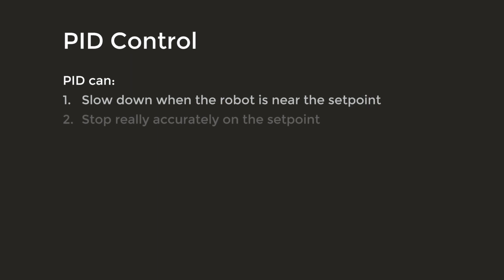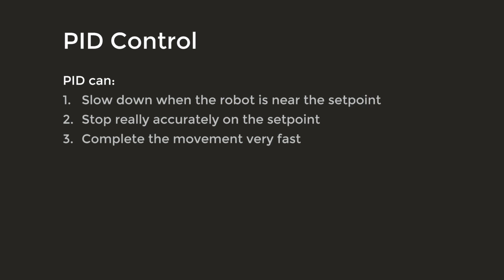Another popular algorithm, called PID, can account for slowing down when the robot is near the set point. PID can also stop really accurately on the set point, and it can complete the movement very fast as well. These are some of the reasons why PID is commonly used to automate robots in FRC. The letters P, I, and D are acronyms of the 3 parts that make up PID. They stand for proportional, integral, and derivative. We will go through what each part does and how to tune each part. First, let's talk about the proportional term.